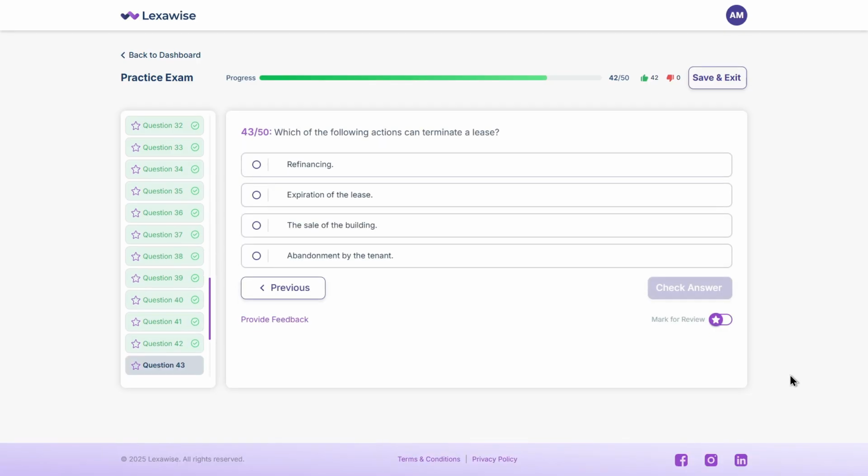Which of the following actions can terminate a lease? A, refinancing. B, expiration of the lease. C, the sale of the building. D, abandonment by the tenant. Pause to decide.